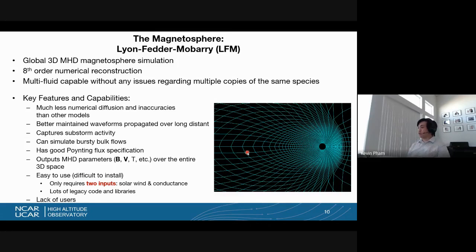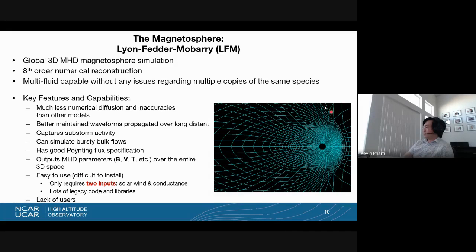So the nice thing about this model is that with an 8th order numerical reconstruction scheme, you don't have as much numerical diffusion, you don't have as many inaccuracies as other models, you don't need as coarse of a grid as other models with lower order reconstruction schemes. It's able to maintain waveforms really well, especially over long distances. It's also on a stretched spherical grid. This stretched spherical grid gives us all of the dense gridding near regions that we're interested in.